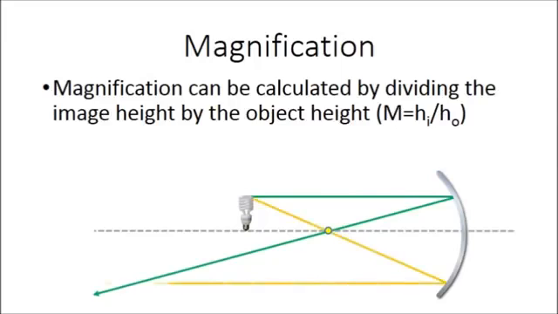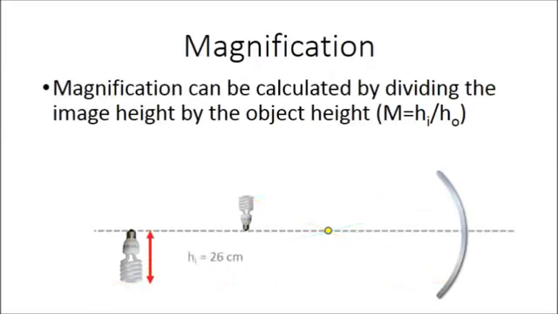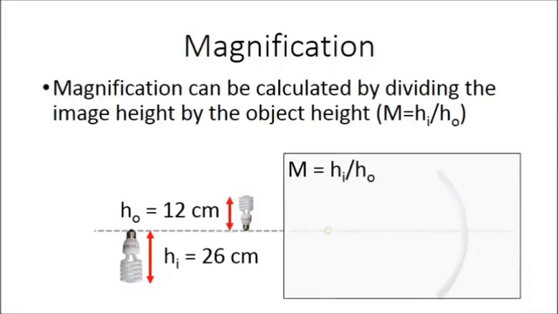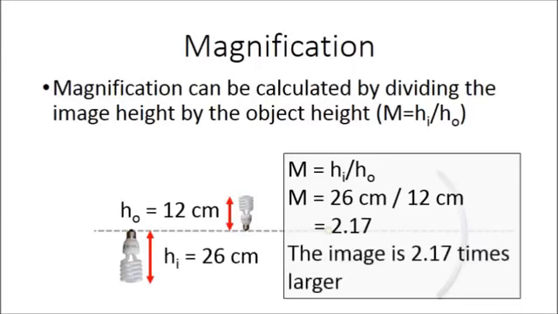So we'll just do this like we normally do. There's our object, and it looks bigger. So let's calculate the magnification here. The height of the image is 26 centimeters, and the height of our object is 12 centimeters. So magnification is HI divided by HO, height of the image divided by height of the object, which is 26 centimeters divided by 12 centimeters, which works out to be 2.17. So we can say the image is 2.17 times larger than the object, or it's been magnified 2.17 times.